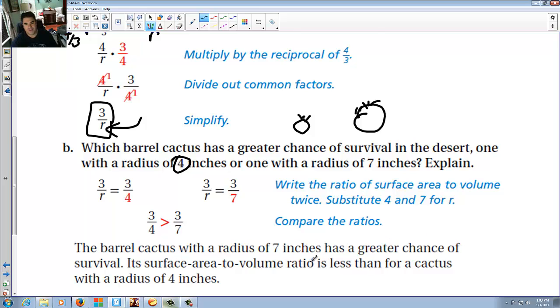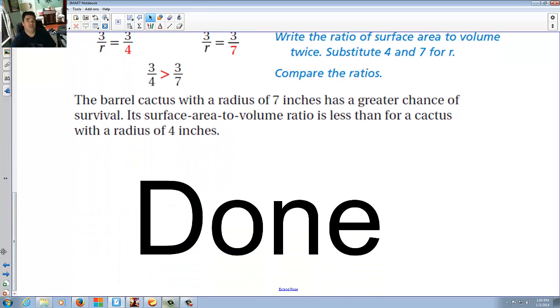Its surface area to volume ratio is less than for a cactus with a radius of 4 inches. Basically what they're saying is the larger the barrel is, the more water it's going to hold. It's going to be able to survive the dry times better than the smaller cactus. Seems kind of like, duh, the bigger one would survive, but they want math to prove it. So there you have it. And we are done.